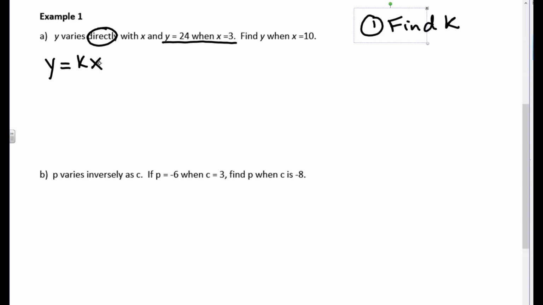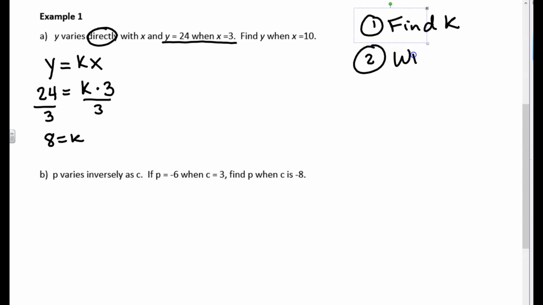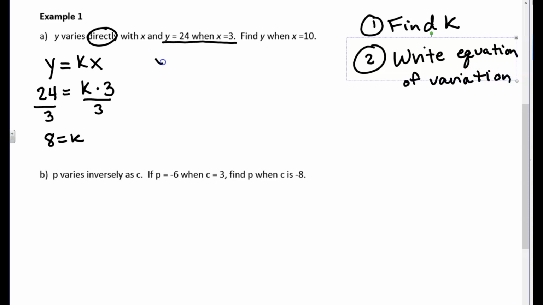Plug in your givens. We have 24 for y equals k times 3. Now we're going to solve for k. Divide both sides by 3 to get that 8 is k. So you found the constant of variation. Now I want you to write the equation of variation with your k plugged in. So that's going to be y equals 8x. That's my equation of variation.